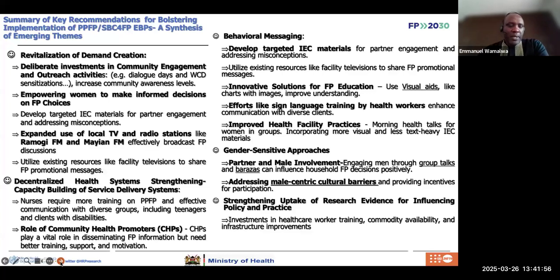These are some of the summary recommendations around insights from where we are so far. Need to revitalize the demand creation. Need to relook at health system strengthening, especially capacity building, service delivery systems, and the service delivery areas, basically the people providing the services, to systematic system level capacity building. Also behavioral change messaging and communication, use of gender sensitive approaches, and evidence and information. Basically, use of research evidence for influencing policy and practice around both SBC and PPFP.